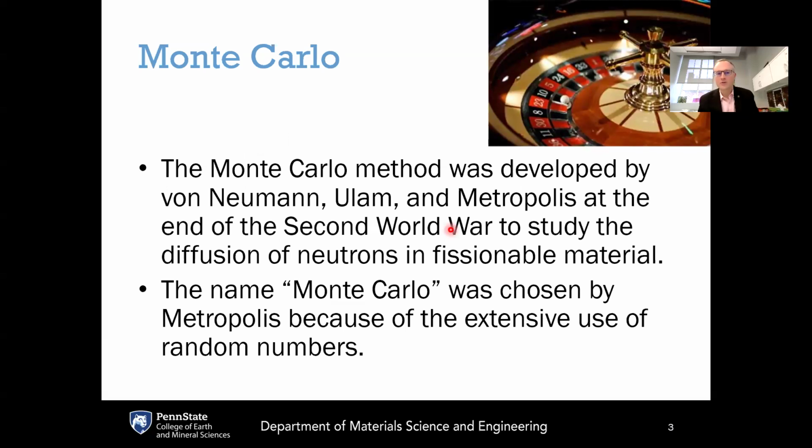So Monte Carlo, the method was developed by von Neumann, Ulam, and Metropolis at the end of World War II to study the diffusion of neutrons in fissionable materials. The name Monte Carlo was chosen by Nicholas Metropolis because of the extensive use of random numbers in the technique. Monte Carlo, of course, referring to the famous casinos in the Principality of Monaco.